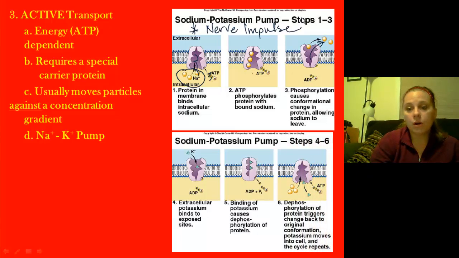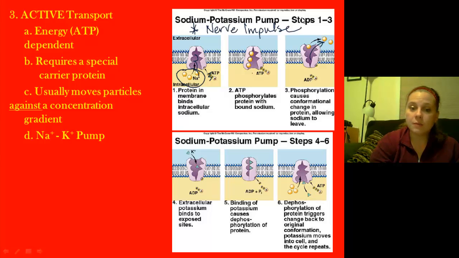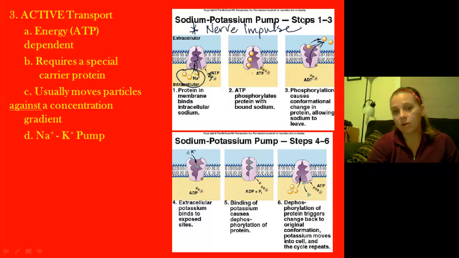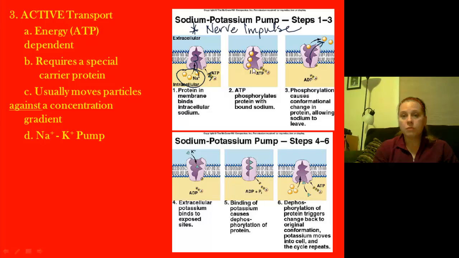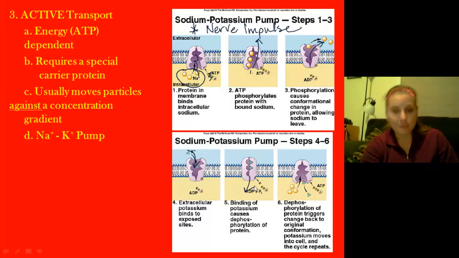So for the piece that involves the potassium, once the ATP has been utilized, then we're going to bind potassium in on the other side and it's going to carry it across. So on one end, we're moving sodium out, and then once it's open on this end, potassium can come in and I can move the potassium into the cell.